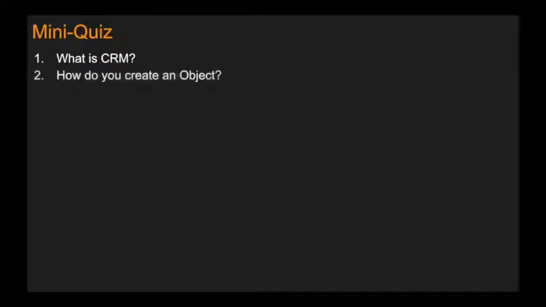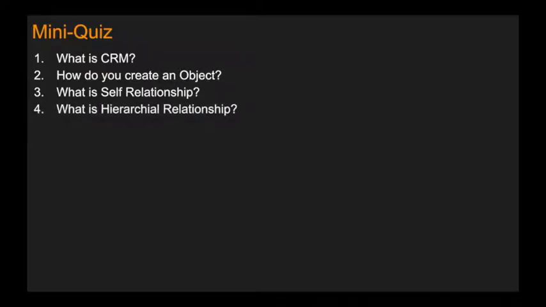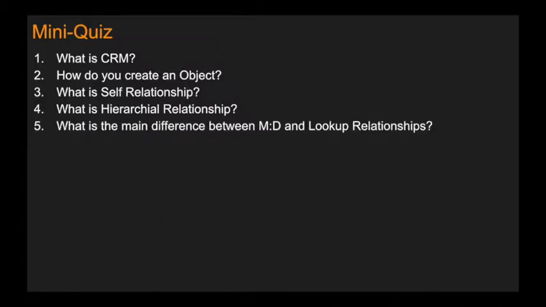So mini quiz. After each question, please pause the video for a minute to think of an answer. The first question for you, my dear listeners, is, what is CRM? The second is, how do you create an object? Go ahead and create an object right now. What is self-relationship? Can you explain it in very simple words so that a 5-year-old kid can understand? Make a very simple example of a self-relationship. What is hierarchical relationship? Can you also explain this to a 5-year-old? What is the main difference between master-detail and lookup relationship? Can you depict that difference using Salesforce?